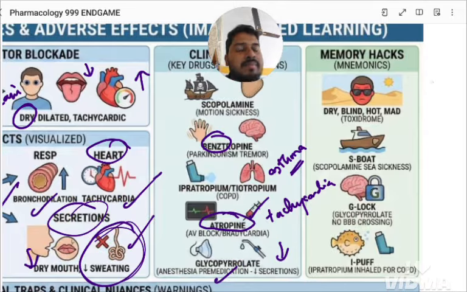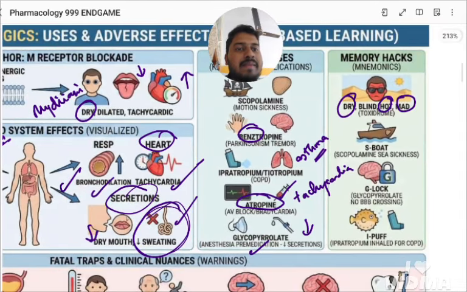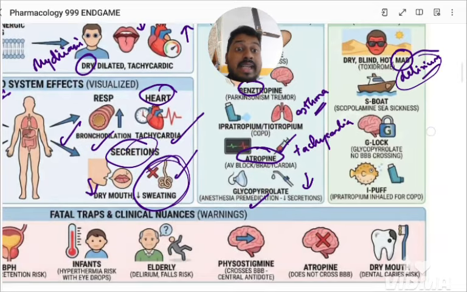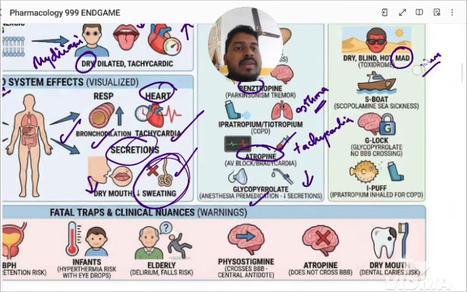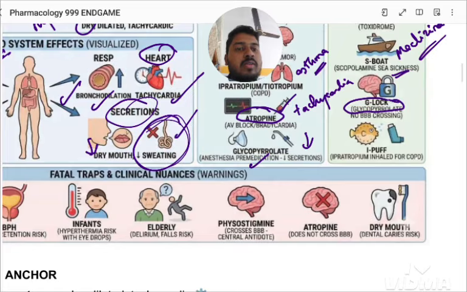So how do you remember the mnemonic of anticholinergic? Dry, blind, hot, and mad. These four things. What is dry? Dry is decreased secretion. Blind is cycloplegia and mydriasis. Hot is increased temperature because of decreased sweating, and mad is because of delirium. Whichever anticholinergic passes the blood-brain barrier causes delirium. Next, scopolamine is used in seasickness. There is one more drug which is used in seasickness, that is meclizine. Now glycopyrrolate does not cross the blood-brain barrier, so that is very good. That's why it doesn't cause delirium.